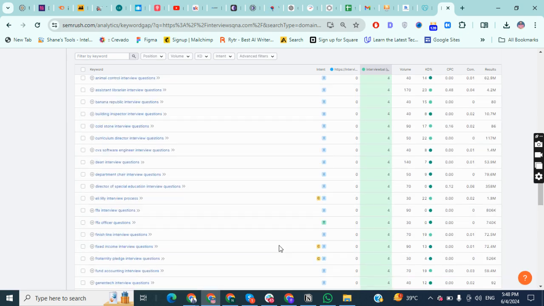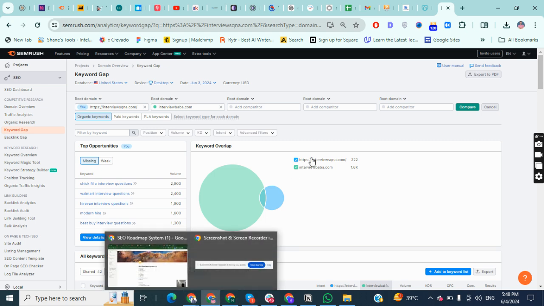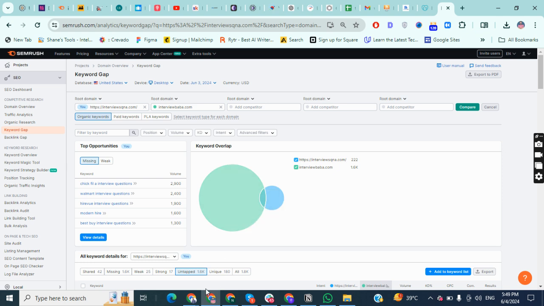This is how you can compare your website with your competitor, and SEMrush will easily help you identify your gap, your keyword gap, the keywords that you are not already working on, and SEMrush will help you work on those keywords.